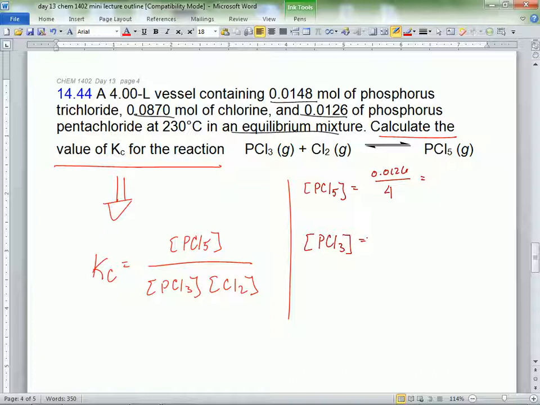So you have to find the concentration of each one of these. Where did that fourth come from that you used? The volume. Because concentration, these brackets are moles over liters. So you have to divide each of these moles by liters, then put it in, and find Kc.